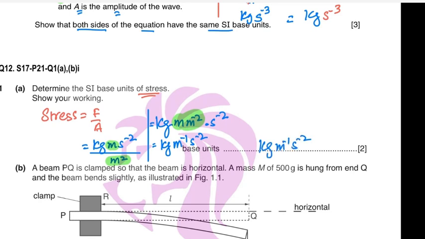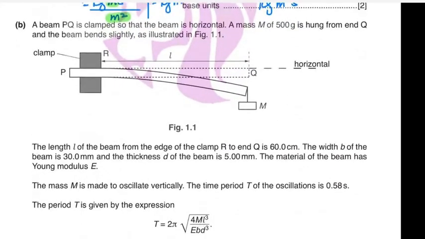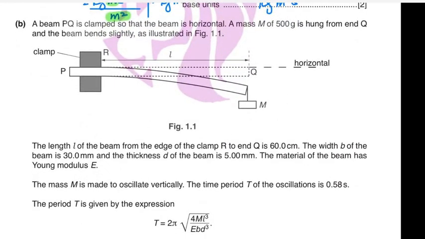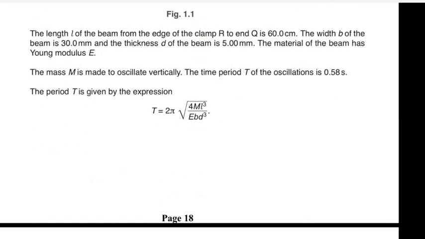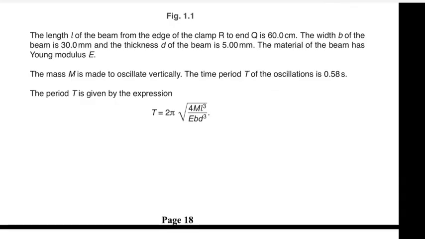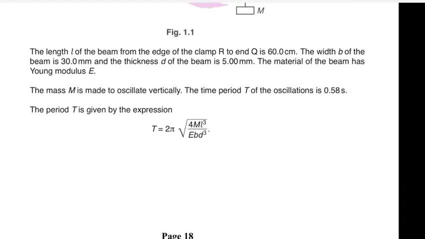Got it? Now, beam PQ is clamped so that the beam is horizontal. Mass M of 500 grams is hung from end Q, and the beam bends slightly as illustrated. The length of the beam from the edge of the clamp R to end Q is 60 centimeter. Okay, blah blah blah. All the information is given. What do you need to know? The time period T of the oscillation is 0.58 seconds.